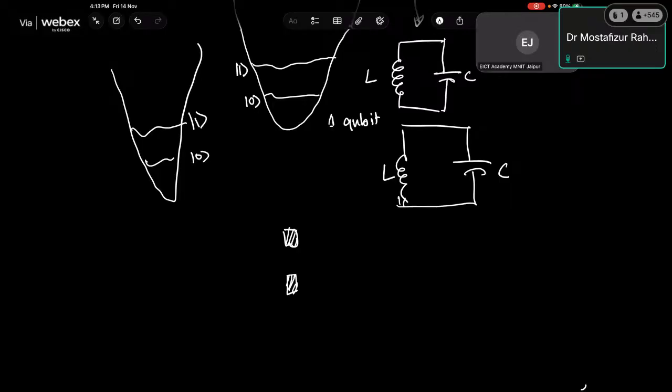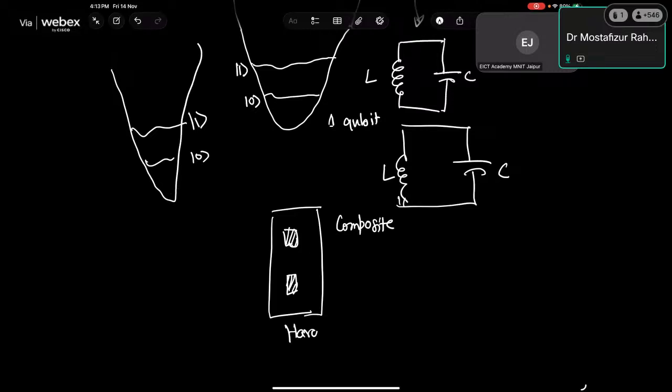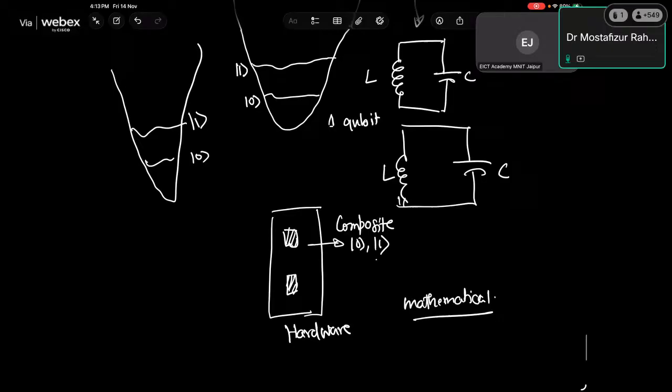When we talk about the mathematical representation of this entire system, this is called a composite system. Because any operations you are doing, one is the hardware part and one is the software part, or typically we say the mathematical part, or the logical part. So this is giving you ket 0 and ket 1, the combination, superposition, and anything. These are the computational basis states, and here it is also 0 and 1. These two are basically the computational basis states.